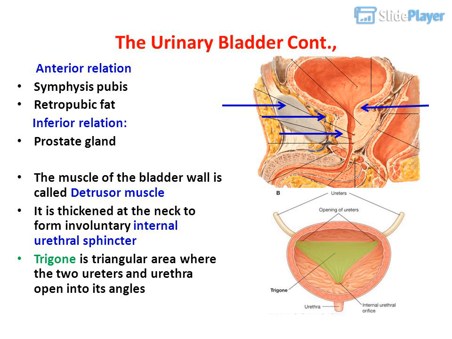Inferior relation: prostate gland. The muscle of the bladder wall is called detrusor muscle. It is thickened at the neck to form the involuntary internal urethral sphincter. Trigone is the triangular area where the 2 ureters and urethra open into its angles.